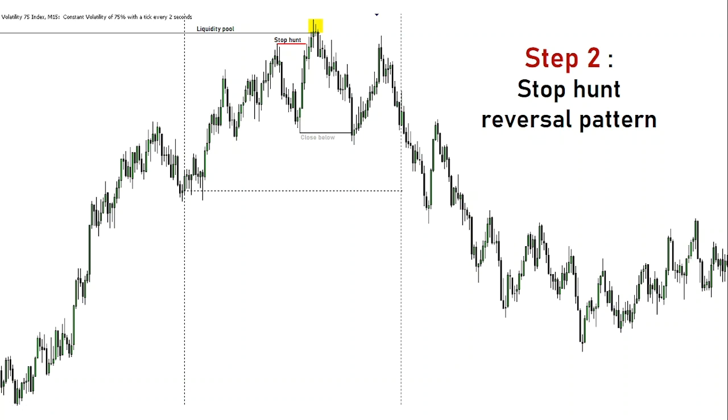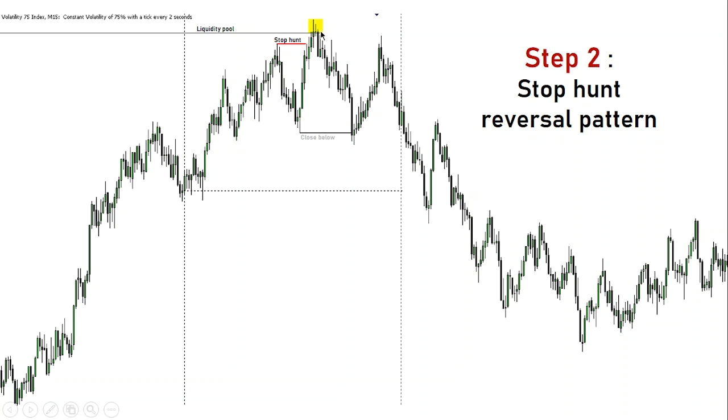This is going to be common, but sometimes you'll see, of course, I'll touch on it a bit later, but generally the first thing that you're always going to see is the stop hunt reversal pattern, and what confirms it is a close below the low that got liquidity.